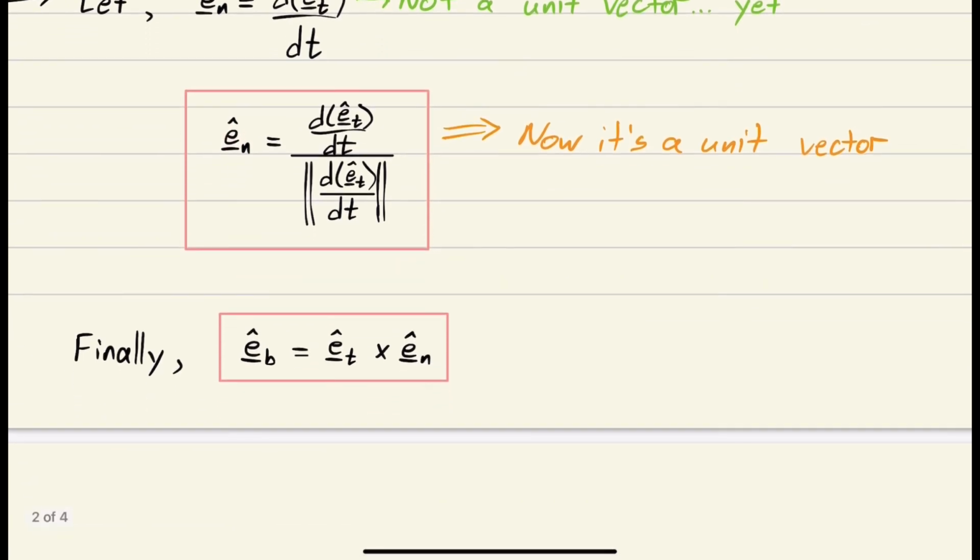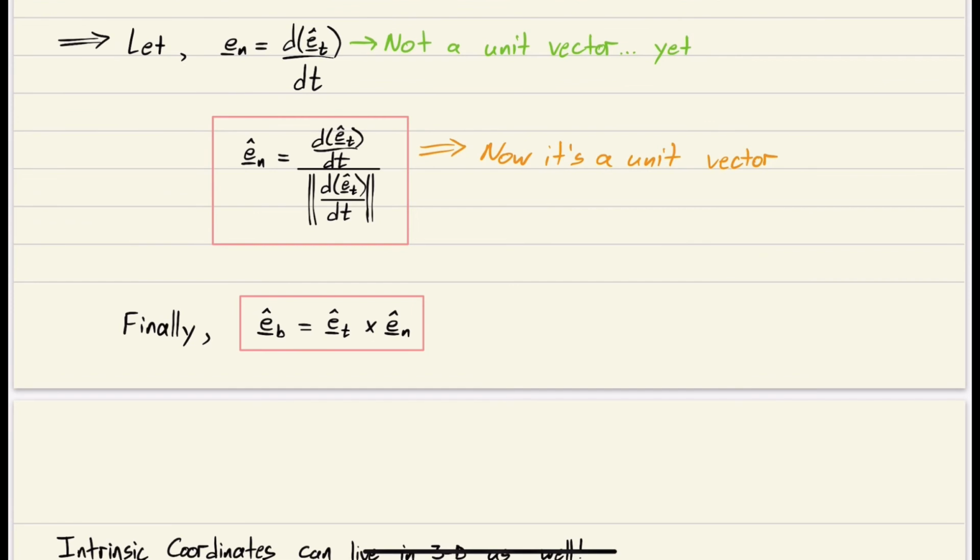Finally, E sub b, this is an easy one. It's just equal to E sub t crossed with E sub n. That's our unit binormal direction. And that's it. So we've now just defined all of our intrinsic directions.